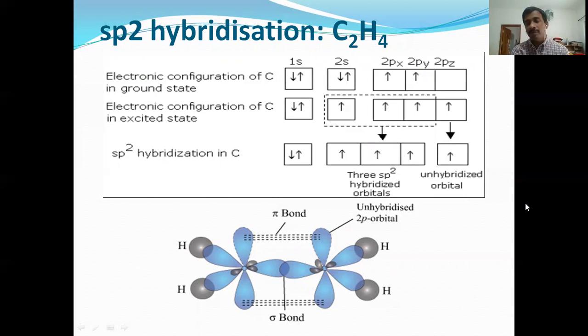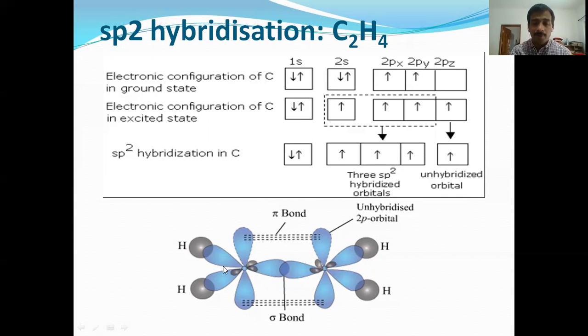ethene, C2H4. Ground state electron configuration 1s2, 2s2, 2p2. In the excited state, one of the electrons from 2s will be promoted to 2p. Then the 2s and two 2p orbitals will undergo hybridization to form sp2 hybridized orbitals. Here we can see the first carbon atom, the second carbon atom. This carbon atom has three sp2 hybridized orbitals: 1, 2, 3. This one also has three sp2 hybrid orbitals.